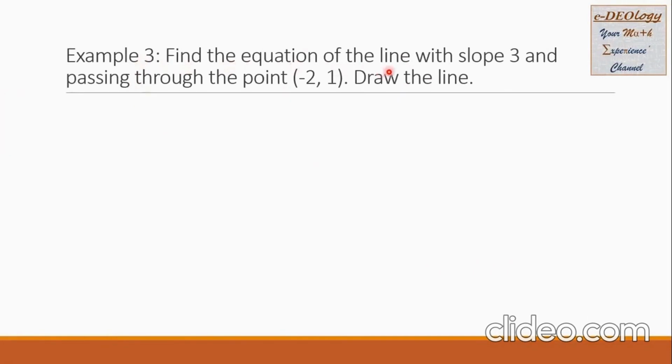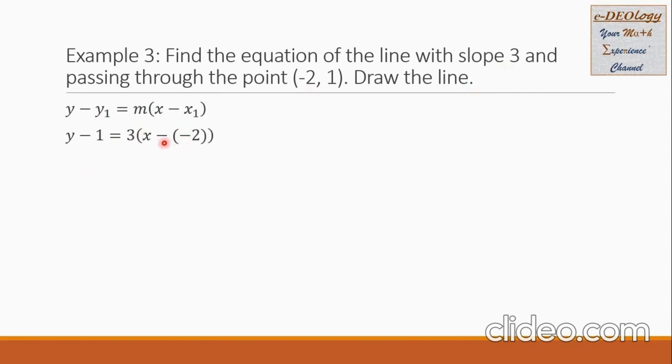Let us have example 3. Find the equation of the line with slope 3 and passing through the point (-2, 1). Draw the line. We have here the point-slope formula. Let us now substitute the slope and the ordered pair of the point respectively. Y minus y sub 1. Now the y sub 1 becomes 1, equals m, which is now changed into 3, times the quantity x minus the x sub 1, which is now changed into negative 2.